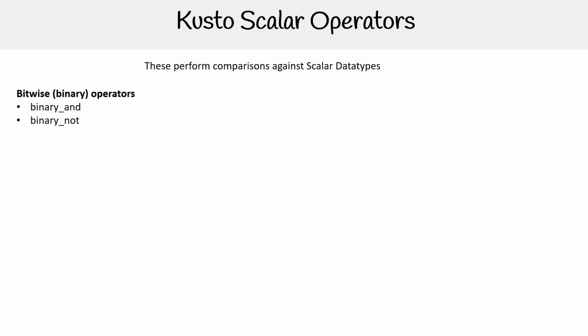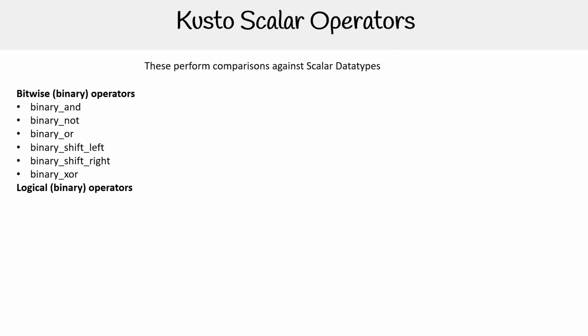So you've got the binary AND, the NOT, the OR, the shift left, the shift right, the XOR, and these make a lot of sense if you know how to work with binary math. If you don't, don't worry about them, but I just want you to know if you do, they're there for you to use. Next are logical operators. So this is what you're going to be more familiar with, like equality, so equals, unequal, and, or. So this is pretty darn simple.